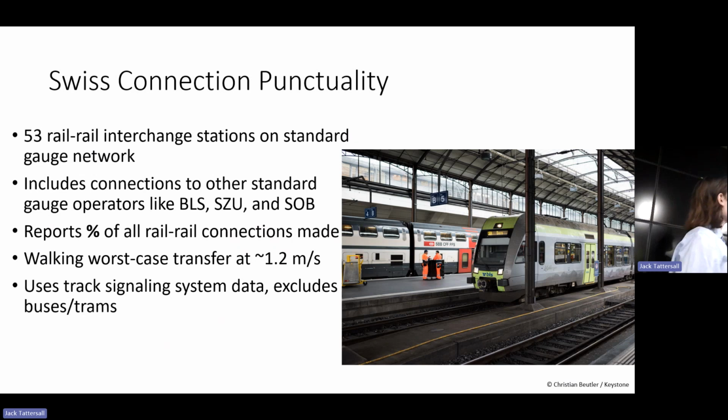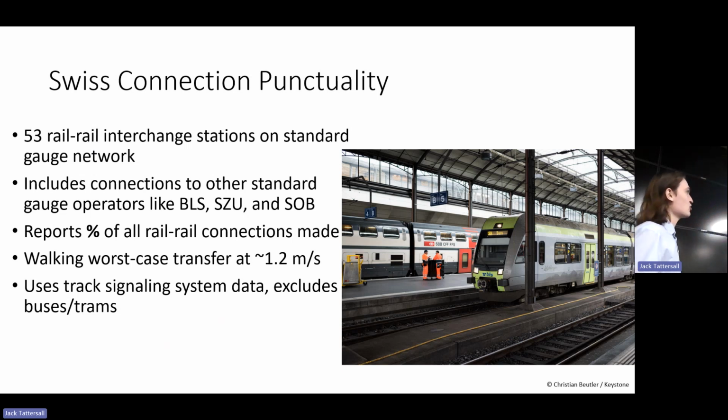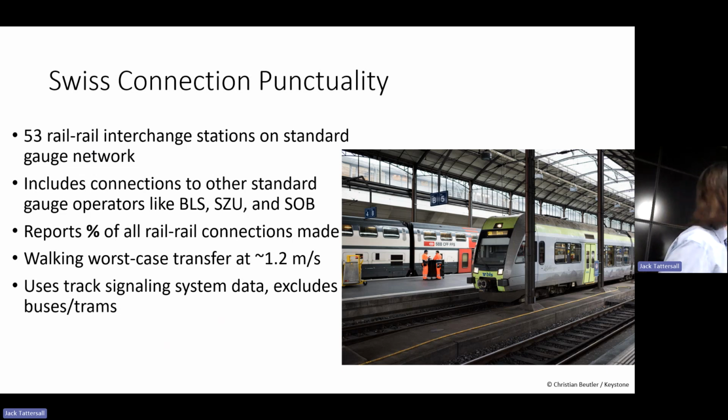And so then you work that out for 53 rail-to-rail interchange stations within the Confederation of Switzerland, manually walking it at a walking speed of about 1.2 meters per second. They actually manually walk the stations with a stopwatch, because this is a pretty old metric apparently. And then they can assess based on that the percentage of connections where the minimum connection time was satisfied, where someone could make that connection feasibly and comfortably.